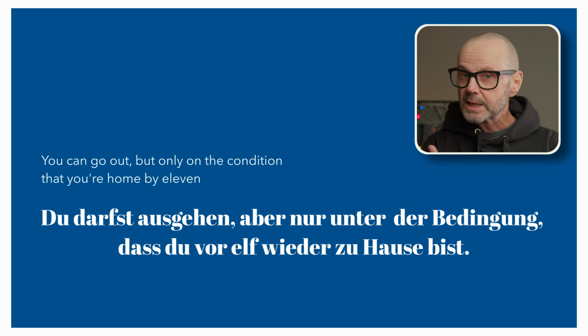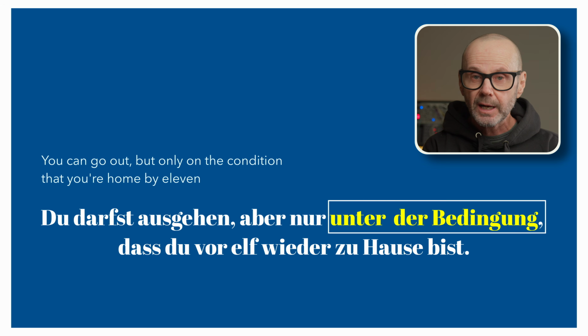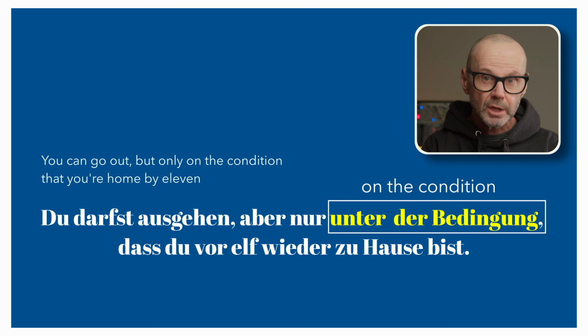Now, some of our other examples are a little bit more complicated, so let's consider this example. Du darfst ausgehen, aber nur unter der Bedingung, dass du vor 11 wieder zu Hause bist. Here we're using the phrase unter der Bedingung, which we translate as on the condition. You're saying that this person is only allowed to go out if or on the condition that they're back home by 11.